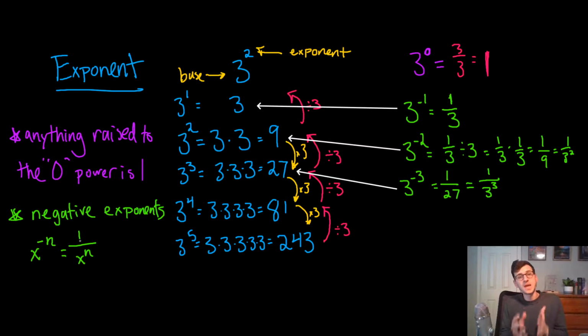Okay, these are some basic properties of exponents. One, what is an exponent? An exponent is the number of times that you multiply your base by itself. Anytime you raise any number, any term to the 0 power, that just equals 1. And negative exponents are equal to 1 over the positive exponent.